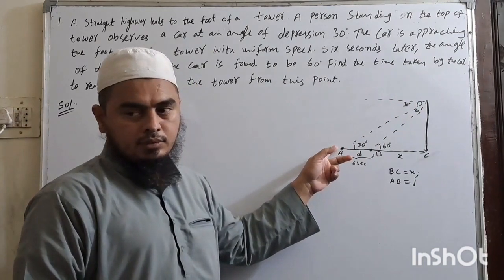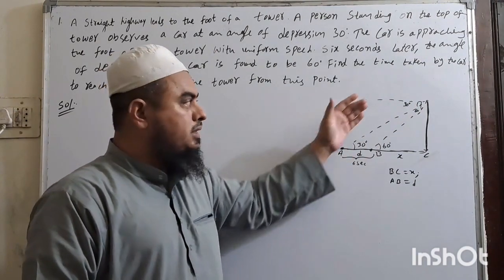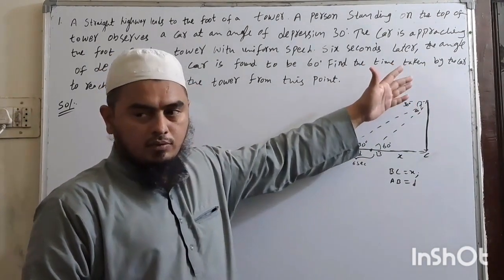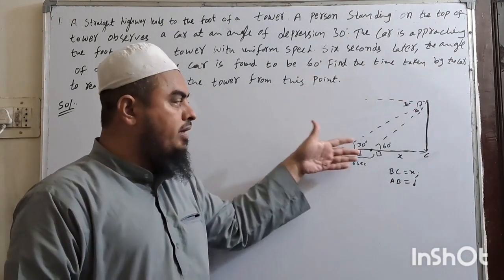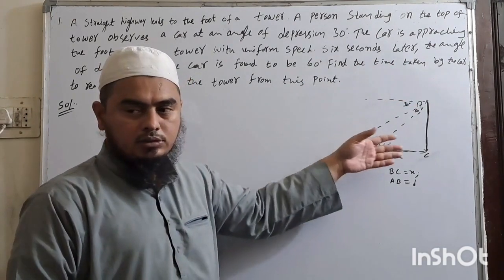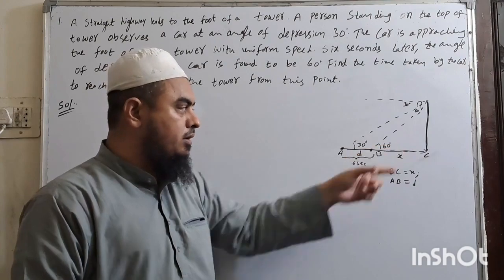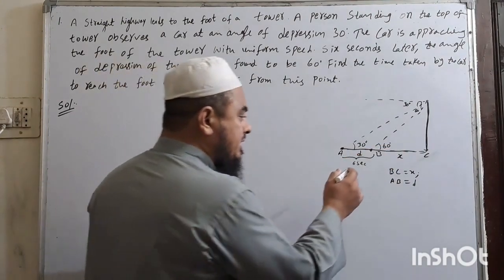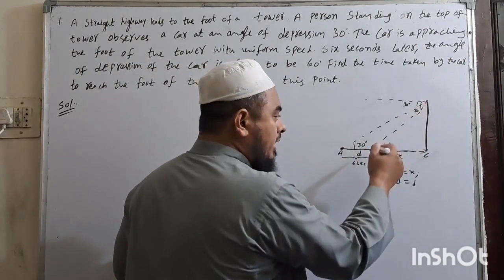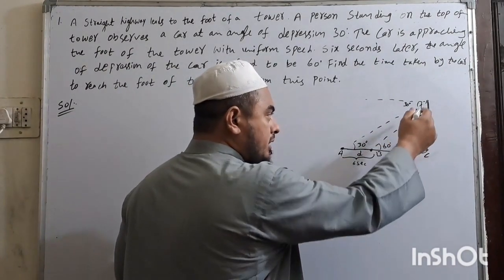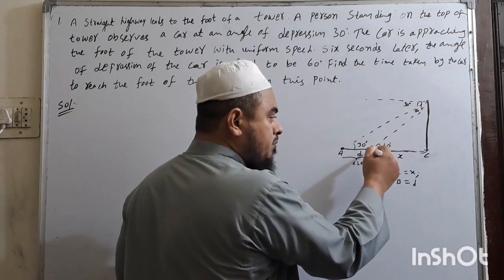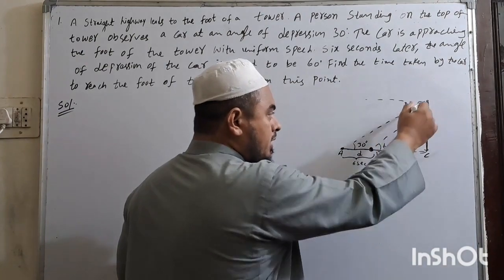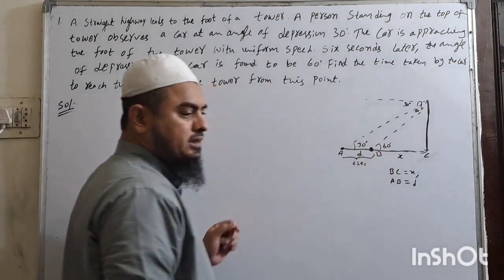Now as he is standing there on the top of the tower, the car is moving with a uniform speed towards the bottom of the tower. So next, after 6 seconds, when he again observes the car, the angle of depression at this point, that is at B, is 60 degrees.